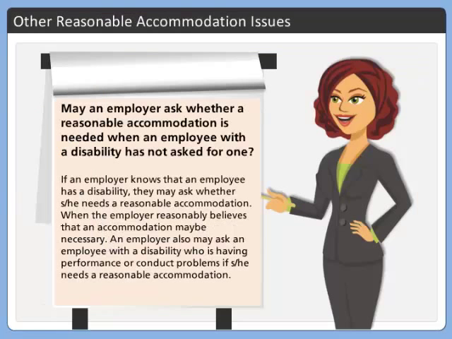Other reasonable accommodation issues. May an employer ask whether a reasonable accommodation is needed when an employee with a disability has not asked for one? If an employer knows that an employee has a disability, they may ask whether he or she needs a reasonable accommodation when the employer reasonably believes that an accommodation may be necessary. An employer also may ask an employee with a disability who is having performance or conduct problems if he or she needs a reasonable accommodation.